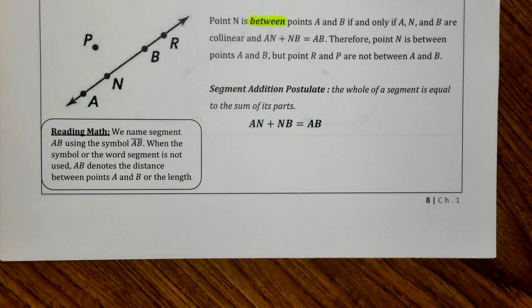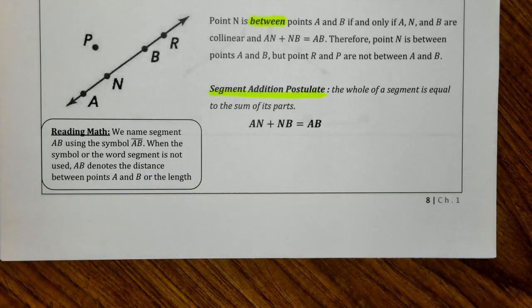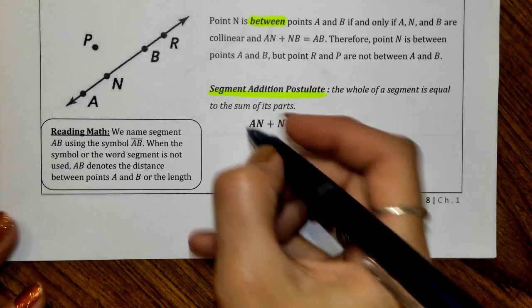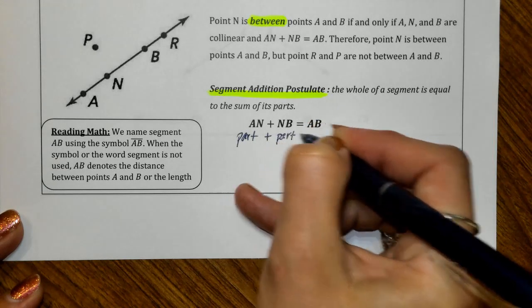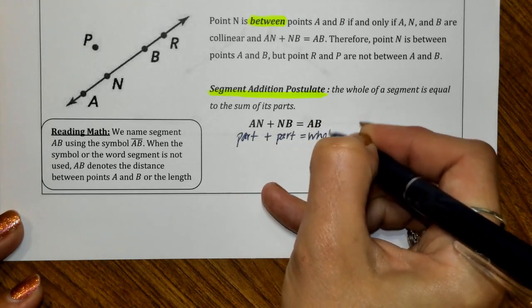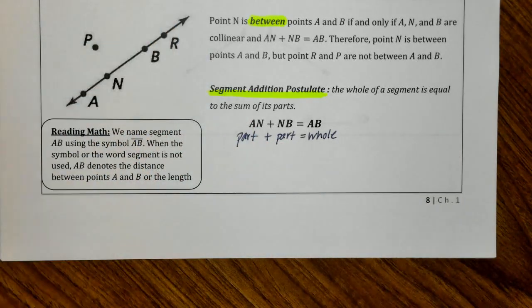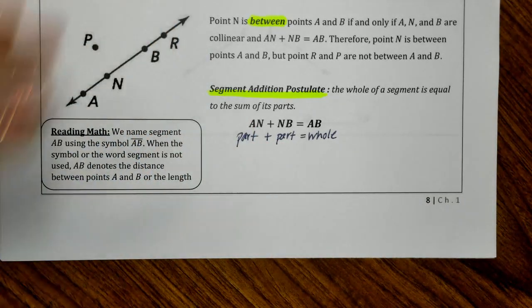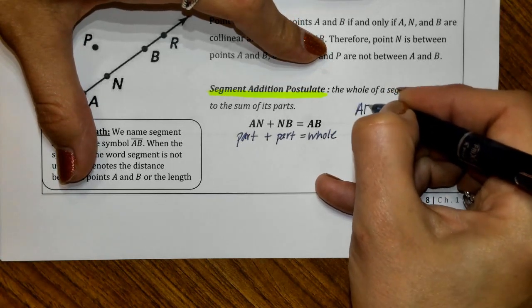This is what we call the segment addition postulate. The whole segment is equal to the sum of its parts. What I always like to say here is part plus part equals whole. You take one part, you take another part, and it equals the entire thing when you add them together. Okay? And over here, let's go ahead and write segment AB with the symbol above it.